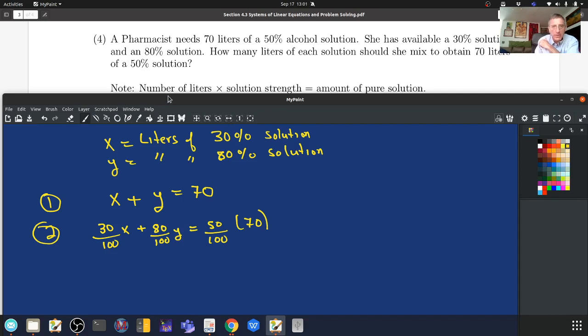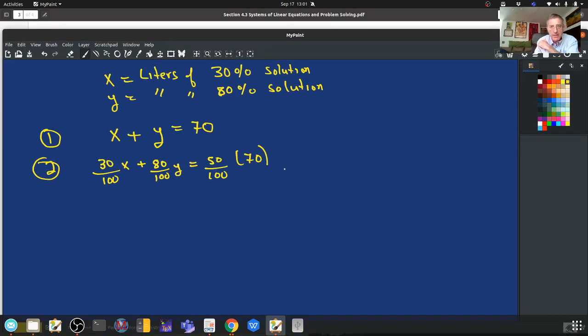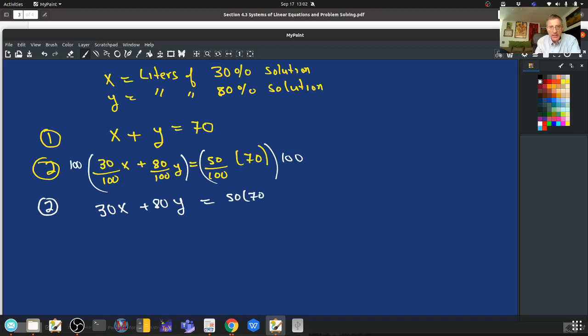So what are we going to do with this? First thing I'm going to do is rewrite number 2. I'm going to multiply every part of it by 100, each side by 100. So the denominators are going to clear, and that's going to give me 30x plus 80y is equal to 50 times 70.